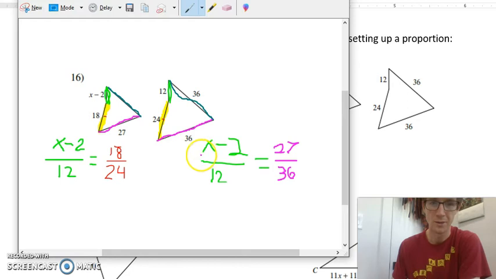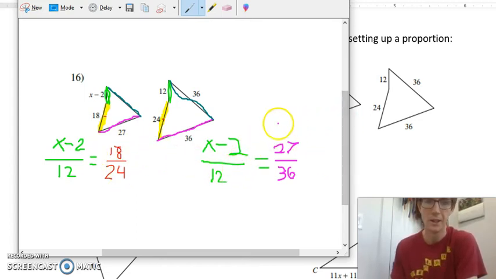So I'm just going to solve this one over here, but you'll trust me that it's going to be the same. And also, the order I do the proportion in doesn't necessarily matter. I chose to do x minus 2 over 12, so small over big equals 18 over 24. I could have instead done 12 over x minus 2. I could have flipped both of these: 12 over x minus 2 is equal to 24 over 18. That would also be a good way to set up the proportions. There's lots of ways to do it.